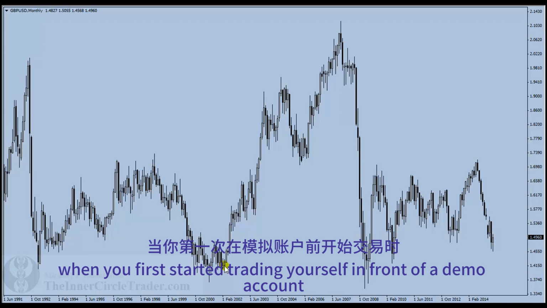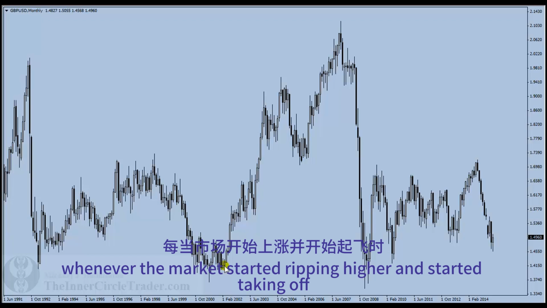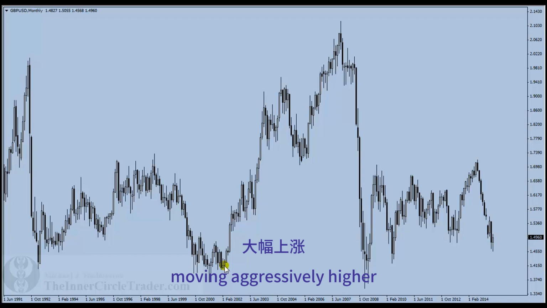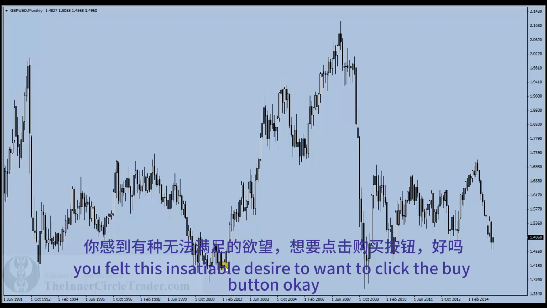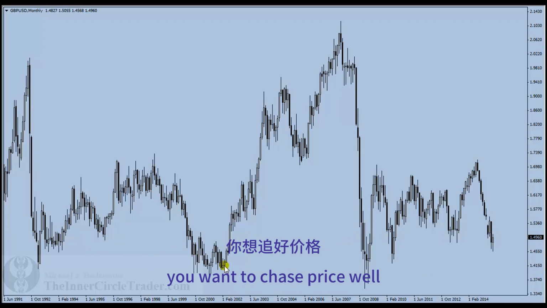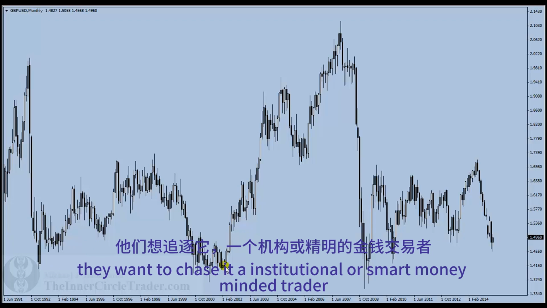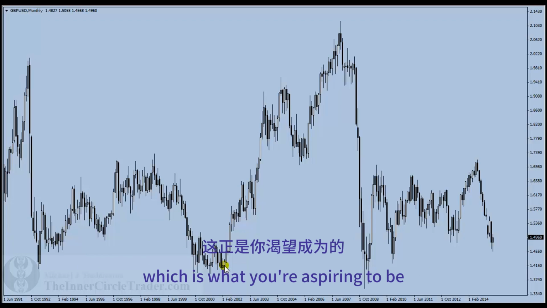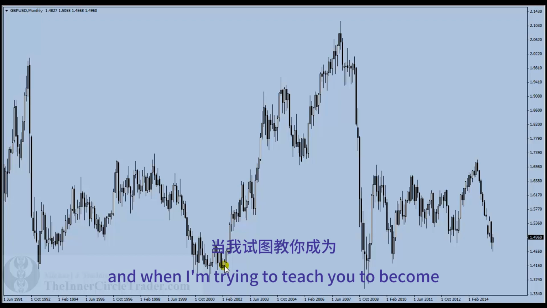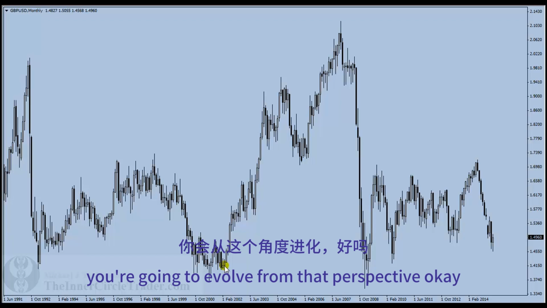An institutional or smart money minded trader, which is what you're aspiring to be and what I'm trying to teach you to become, you're going to evolve from that perspective into the opposite. You want to be looking to be a seller of a position you hopefully have already obtained a long on when markets are running up. And you want to be looking to be a buyer when markets go lower. It takes a little bit of a paradigm shift where you're buying in the depressed market where it's dropping. It doesn't feel good to be buying. It feels like it's going to continue lower.